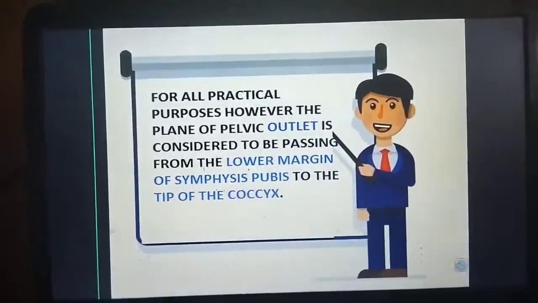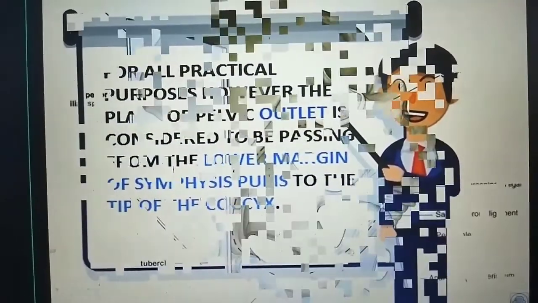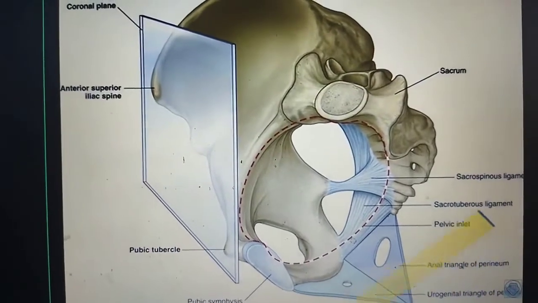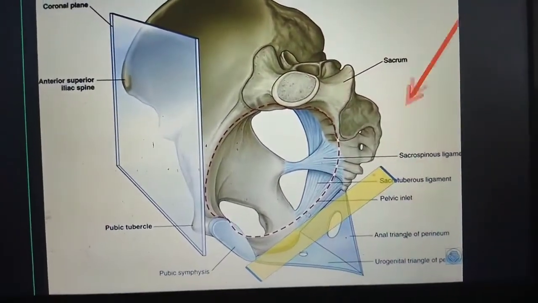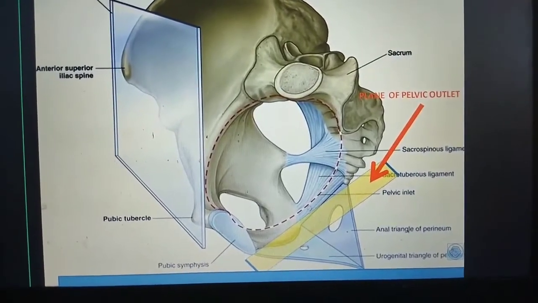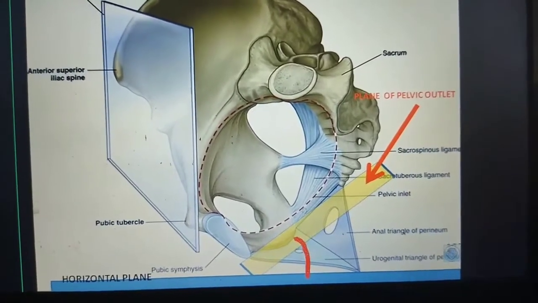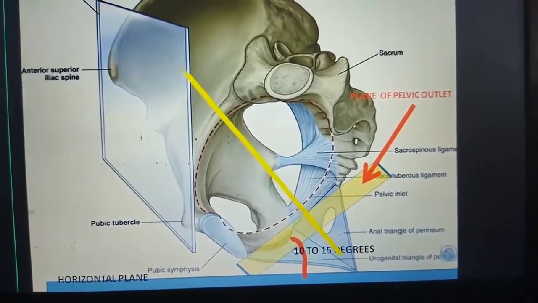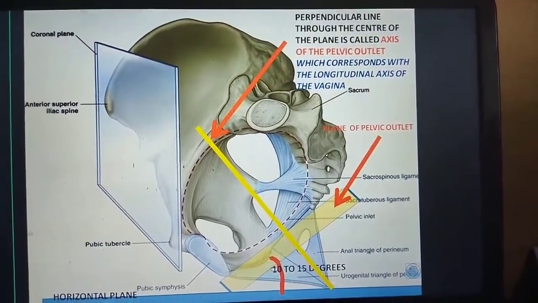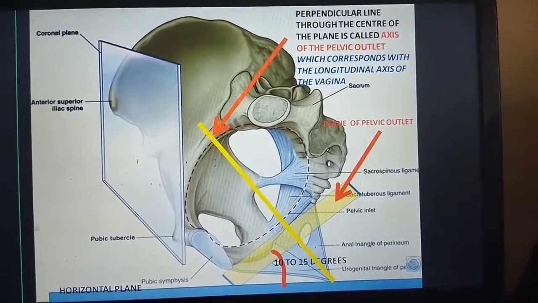But for all practical purposes, the plane of the pelvic outlet is considered to be passing from the lower margin of the symphysis pubis and the tip of the coccyx. So this is the plane of the pelvic outlet for practical purposes. And this plane makes an angle of 10 to 15 degrees with the horizontal plane. And this line which passes perpendicularly through the center is called the axis of the pelvic outlet, and it corresponds with the longitudinal axis of the vagina.